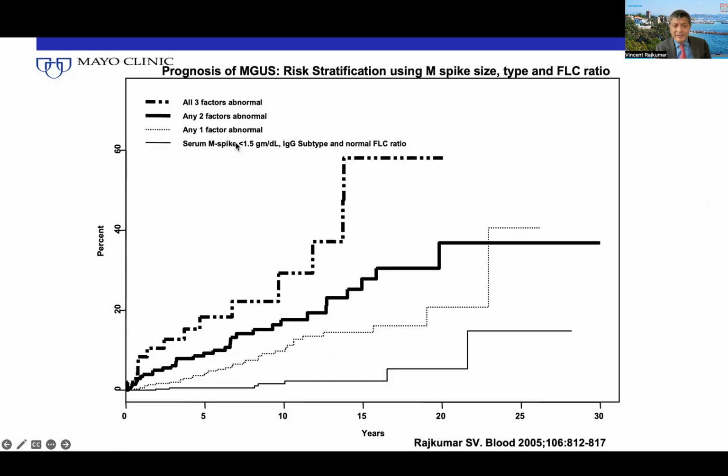If patients have a very small MGUS that is IgG, and the light chain ratio is normal, then the risk of progression is quite low. On the other hand, a non-IgG MGUS with an abnormal light chain ratio and a fairly big M spike of more than 1.5 grams would have a higher risk of progression.